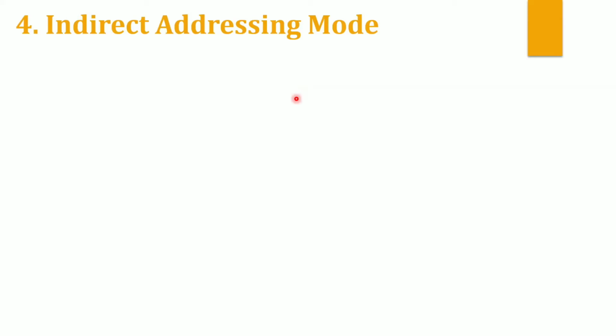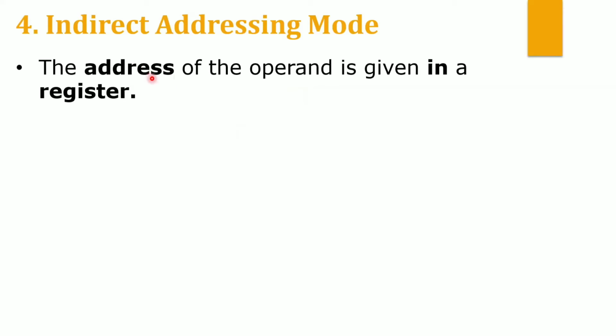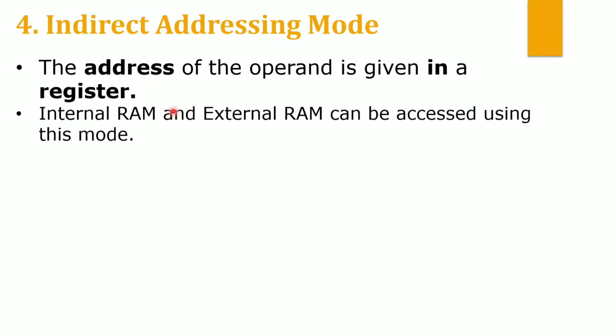Now if you point out the previous addressing mode, we can access internal RAM only in the direct addressing mode, right? Whereas in indirect addressing mode, we can access both. What is meant by both? That means I can access internal RAM as well as external RAM. Remember this point. What is the size of the internal RAM addresses? 8-bit. What is the size of the external RAM addresses? 16-bit. Why? Because external RAM size is 64 KB, right? That's why it requires a 16-bit address bus.